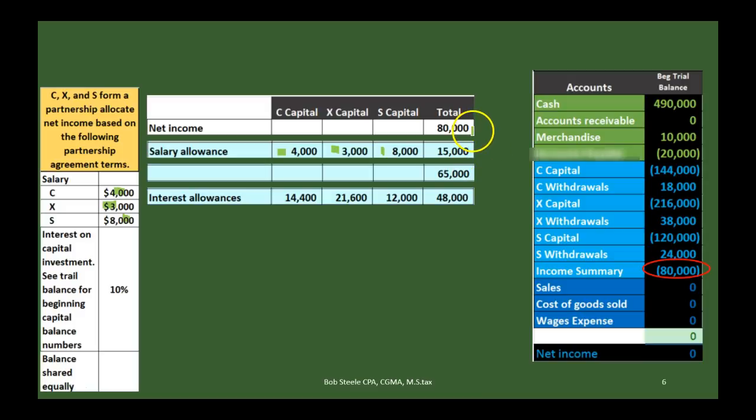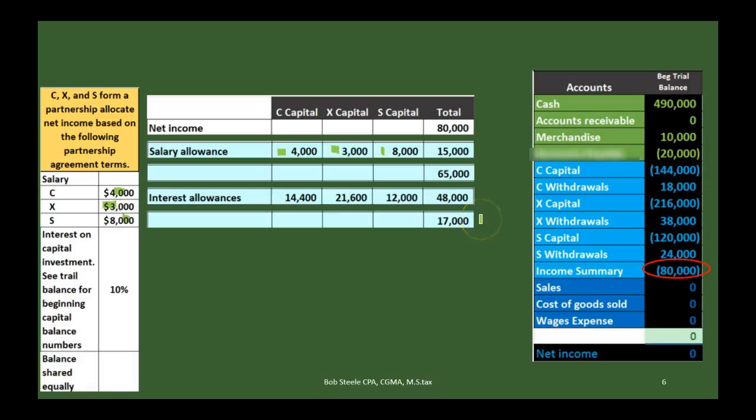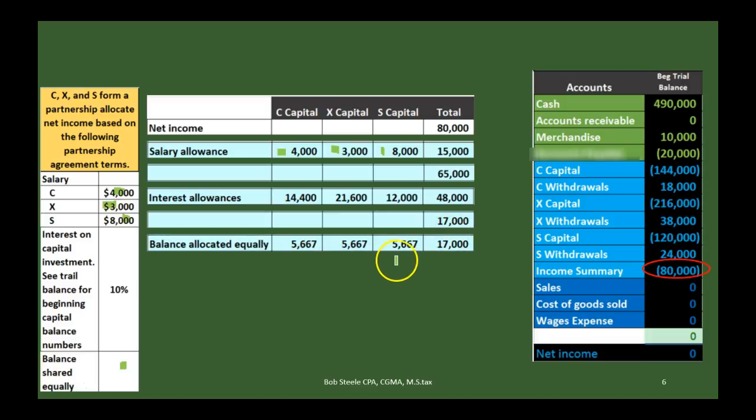So remember, of this 80,000, we allocated 15 here. We were left with the 65. Now we allocated 48 based on this allocation. Now we are left with 17 left over still, which we are going to allocate evenly in accordance with our agreement here. Note that in this agreement, it happens to be even. It does not have to be. We could have picked any kind of percentage allocation or ratio allocation. So if we just take that 17,000 divided by 3, then it would be 5,667 to each partner. That adds up to the 17, and therefore that ties out, right?